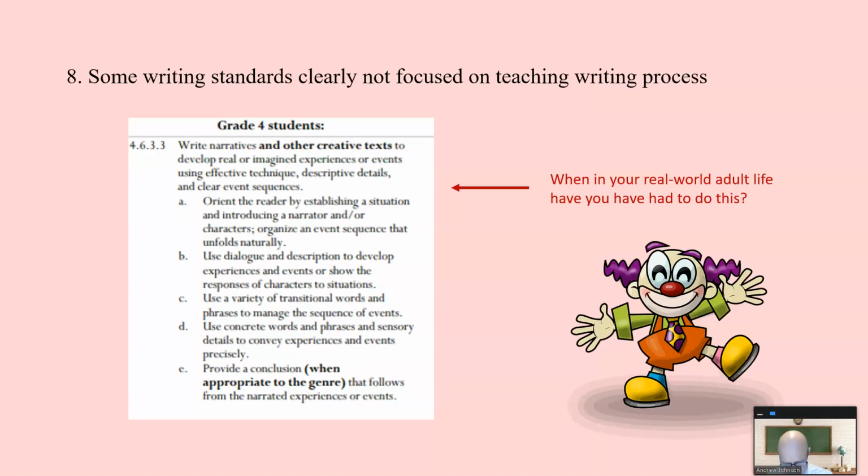Most of the standards related to writing, I'm looking at the Common Core state standards that most schools have adopted, spend just a minute bit of time on teaching the writing process. And that's what writing is. You teach the process. These standards focus only on the product. And look at this one. Write narratives and other creative text to develop real or imagined experiences, events.